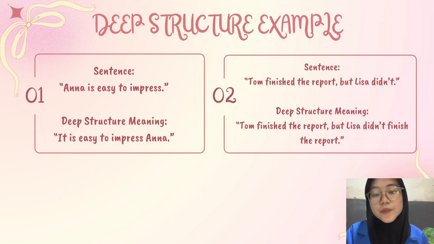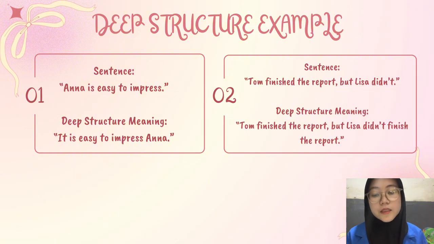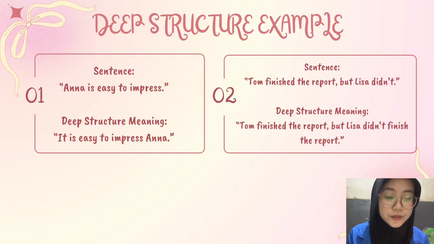Now, deep structure examples. Example number 1, the sentence is "Anna is easy to impress." And the deep structure meaning is "it is easy to impress Anna." So Anna is not the one who does the action, but she is the one who receives the action.